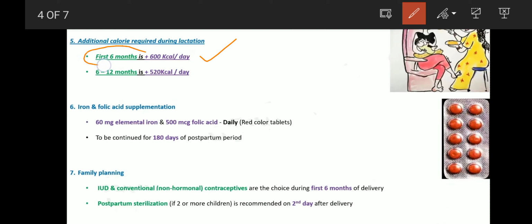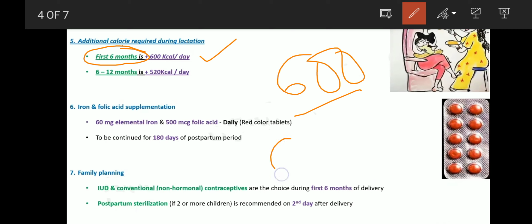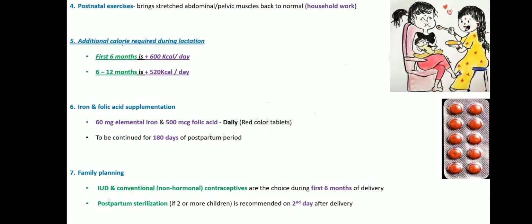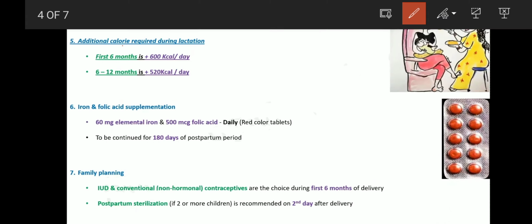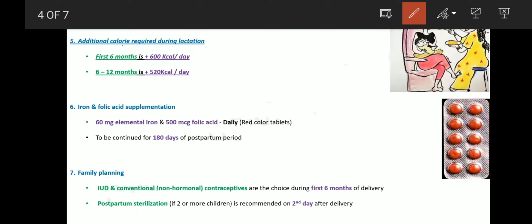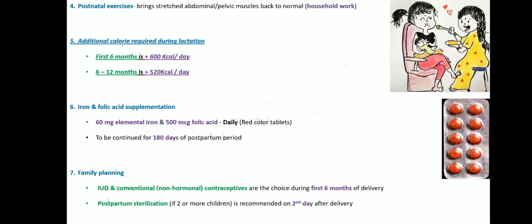So in the first 6 months, the excess calorie requirement is 600 kilocalories per day, and the additional calorie requirement from the 6th month up to 12 months is 520 kilocalories per day. This is how you can remember: 6 months, 600 kilocalories, followed by 6th month to 12th month, 520 kilocalories.